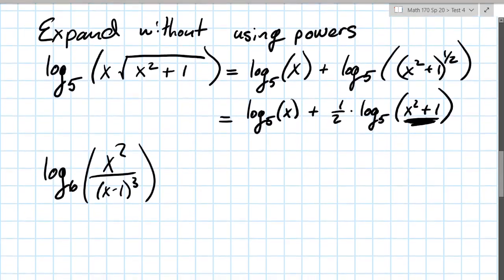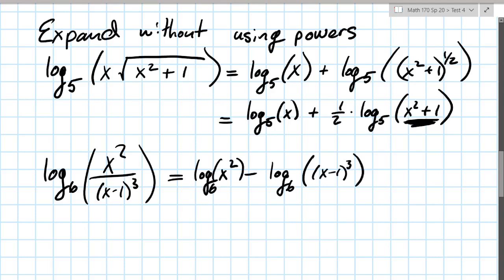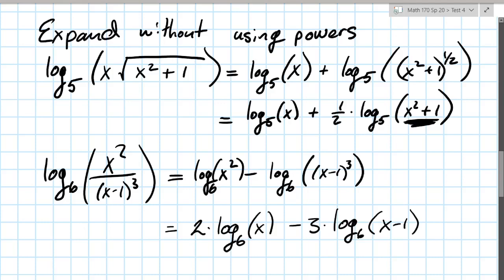So the next problem, we want to expand this and do so without using powers. So my first step will be to write log x squared. In this case now it's minus, since we're dealing with division. Oops, forgot my log base 6 of x minus 1 cubed. But that's using powers. I need to get rid of the powers and do the coefficient thing. So 2 times log base 6 of x minus 3 times log base 6 of x minus 1.